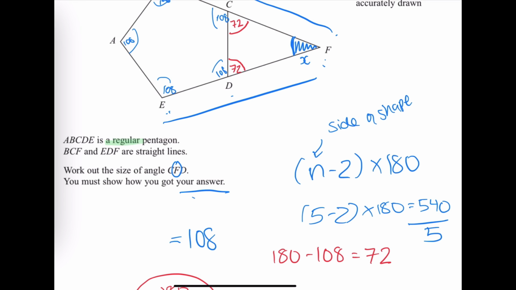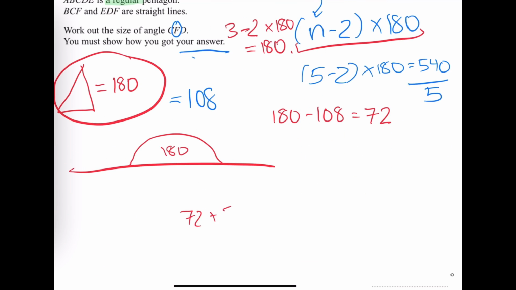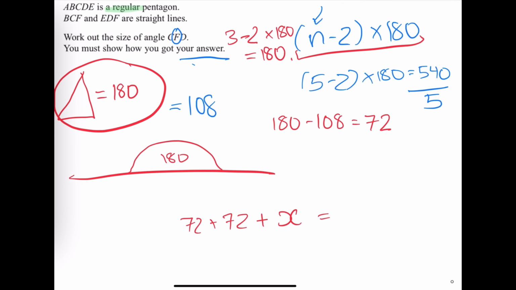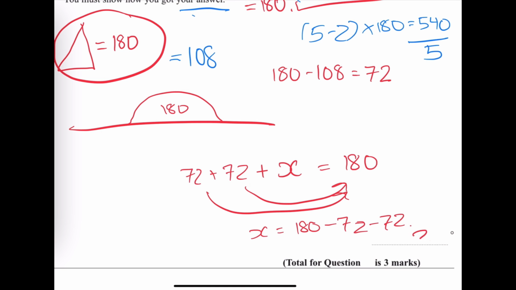So now we know that in a triangle, all the angles equal 180. We can also use the formula to figure it out: 3 minus 2 times 180 also equals 180. I just recommend you memorize it. So we do 72 plus 72 plus x, which is what we're trying to find, equals 180. If you move these to the other side, x equals 180 minus 72 minus 72, and we know that the answer is 36.